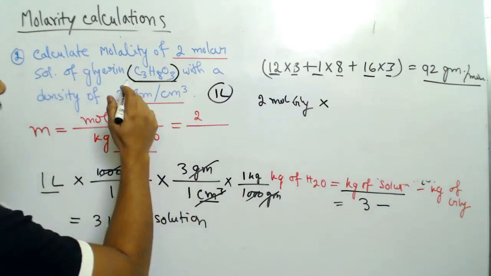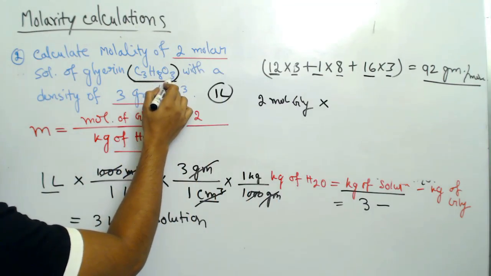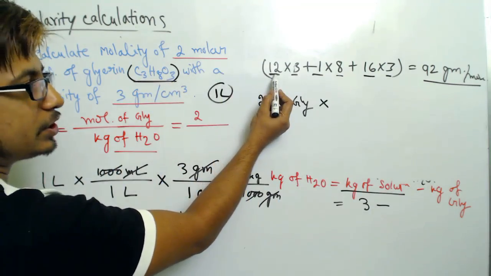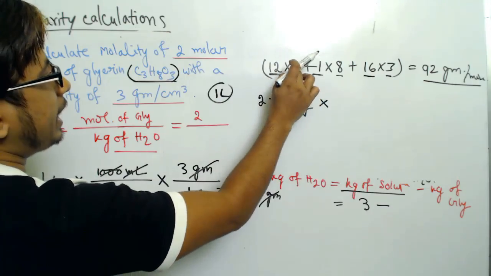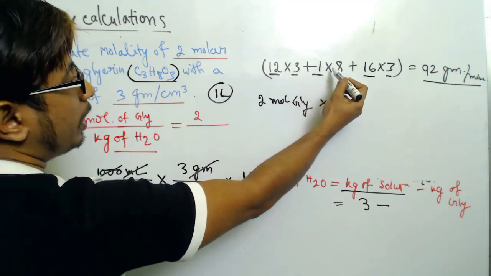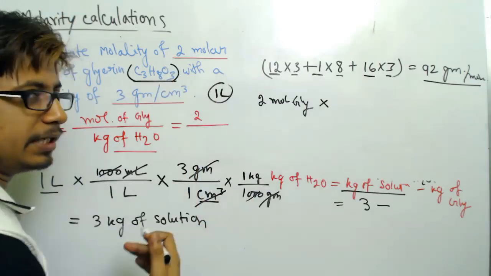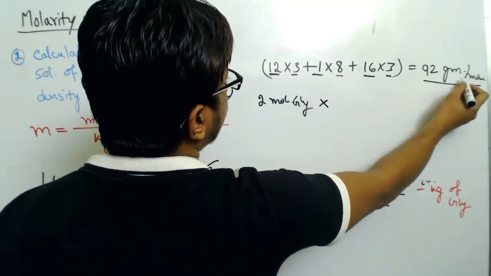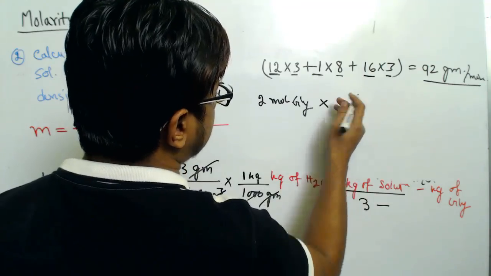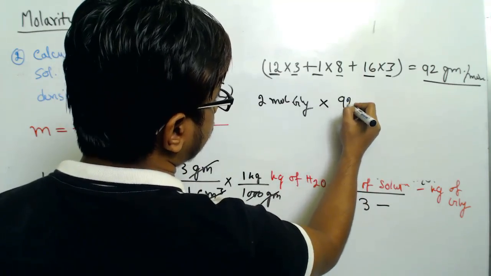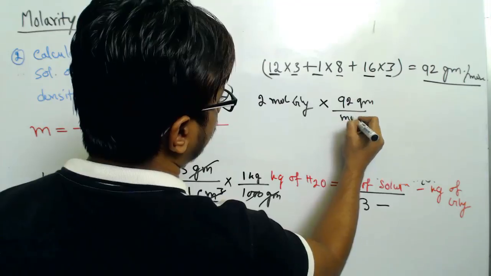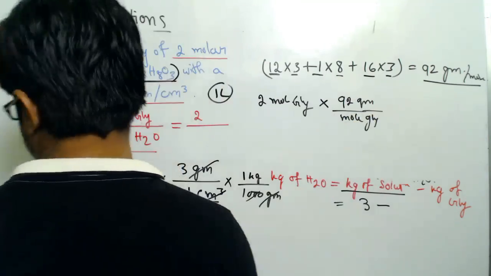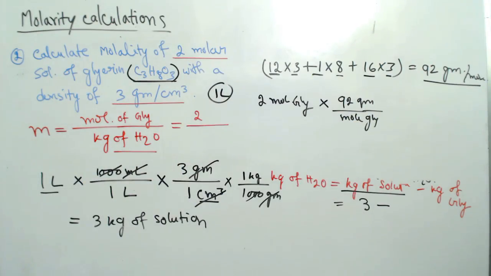Why? Because the glycerin formula is C3H8O3. So 3 carbon, each is 12 into 3, 8 hydrogen, each hydrogen 1 into 8, and 3 oxygen, each oxygen 16 into 3. So total 92 grams per mole. So we'll write it as, in this case, 92 grams per mole of glycerin. That's how we can write it, 92 grams per mole of glycerin, right?